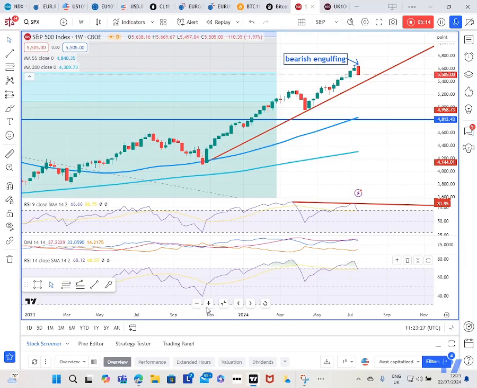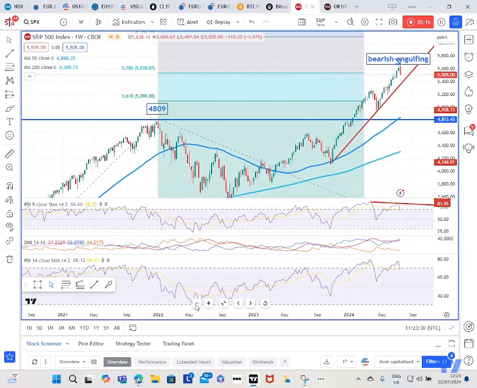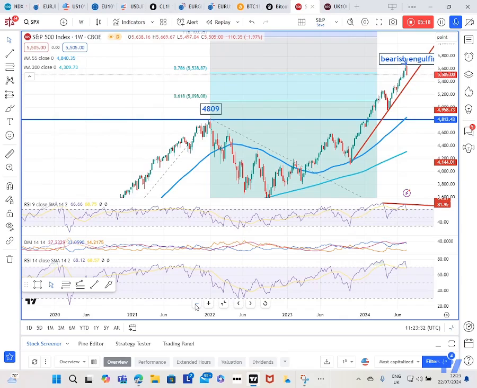Now, if we just scroll back to look at the history, going back for some way, we can see that actually there's not a hell of a lot of support before this 4809 January 2022 high. That does suggest that if a corrective move does take hold, it might be slightly deeper than you would expect to see. So have a look at your longer term charts.